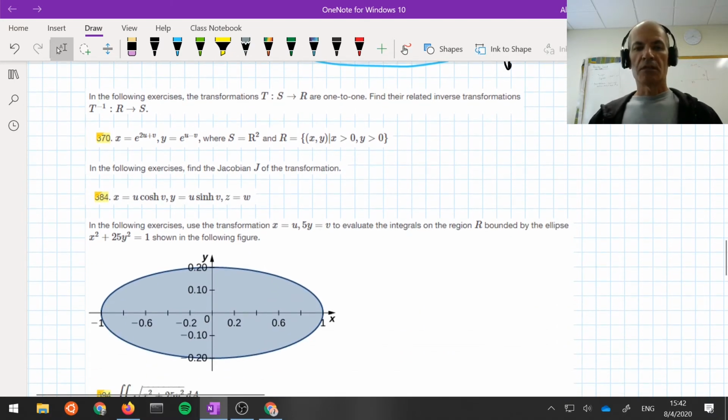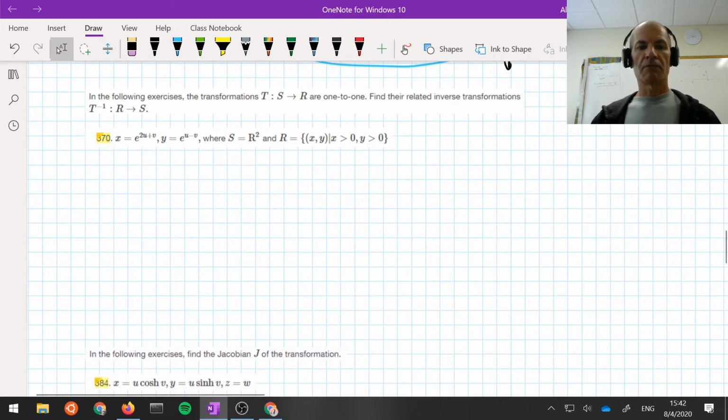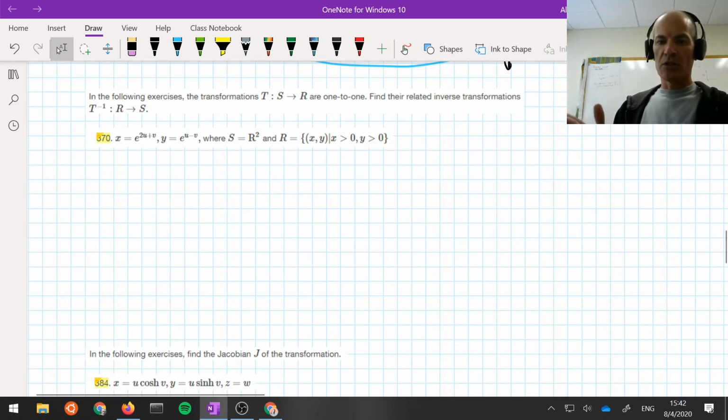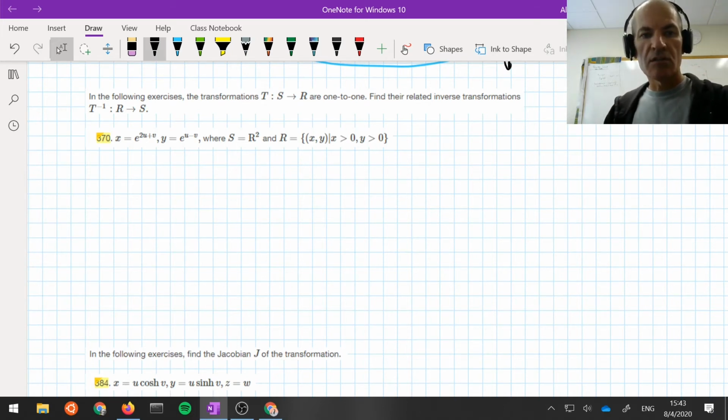In this exercise 370, the transformations are both one-to-one. Find the inverse transformation. So if x is this function of u and v and y is this function of u and v, can you write u as a function of x and y and v as a function of x and y? And the answer is yes, and we're told that it's one-to-one, which means an inverse does exist. This is essentially an algebra problem. We're trying to solve for u and v in terms of x and y.